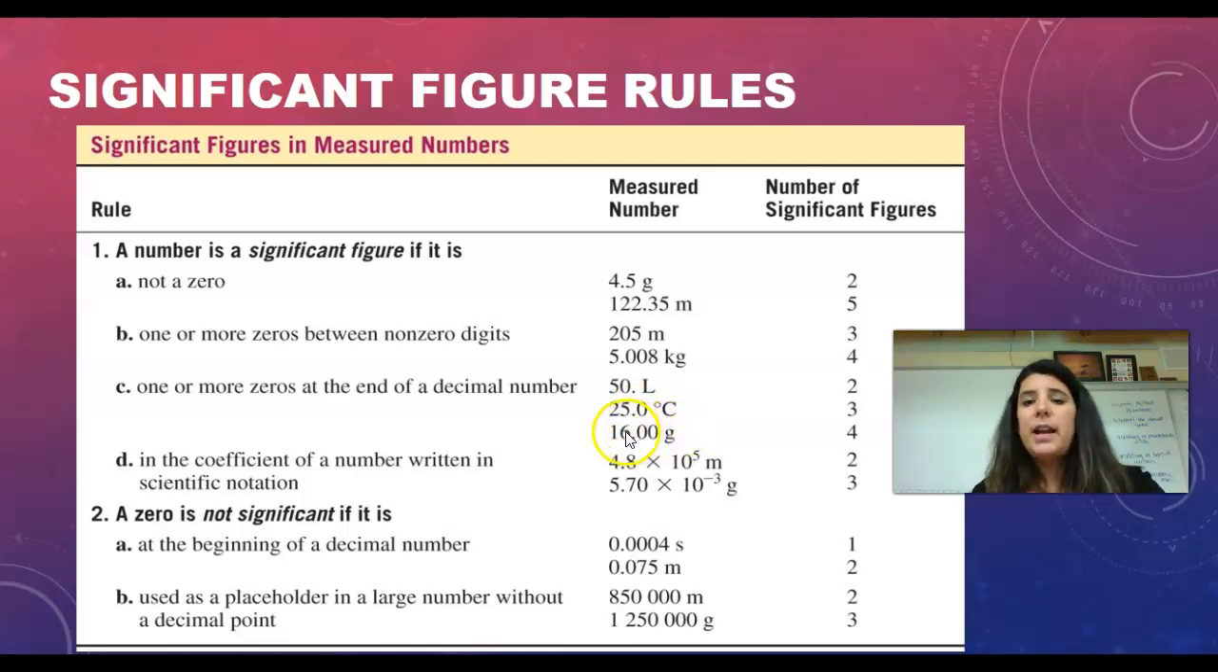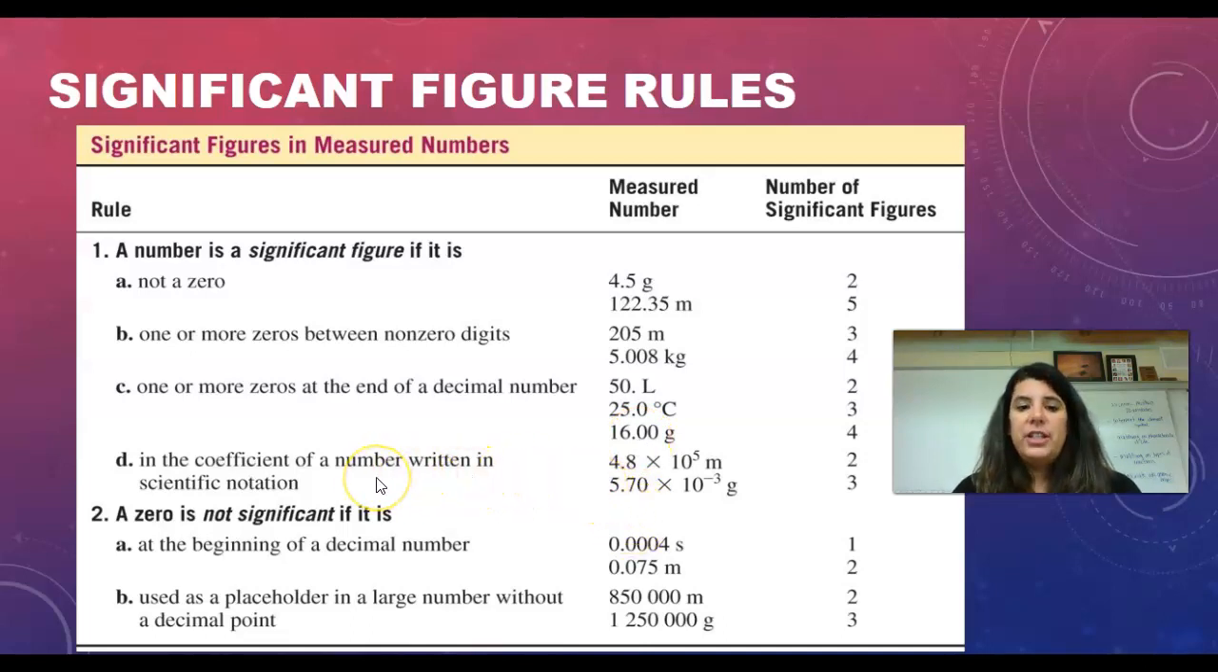So really, when we're talking about significant figures, we're trying to figure out whether or not the zeros in any given number are significant, because automatically you're going to know that any non-zero number is a significant number. So we're just trying to figure out if zeros are significant. All right. So 16.00 grams. There are 4 significant figures because these 2 zeros are beyond the decimal point.